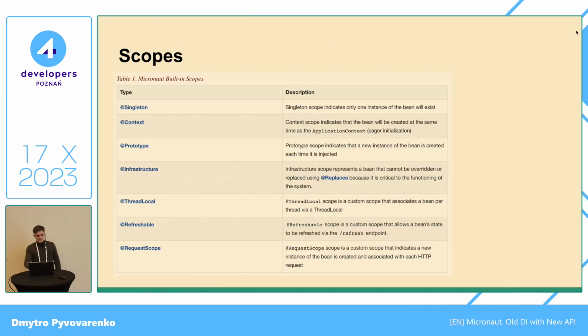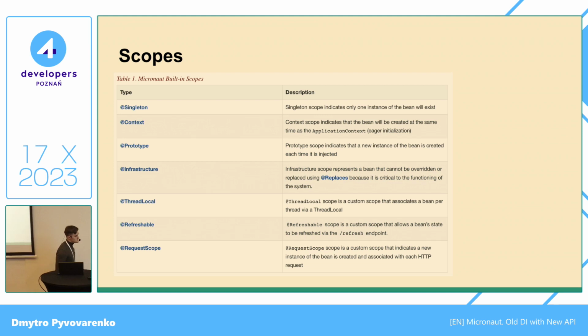Okay, scopes. I need to shock you. The thing is, the default scope in Micronaut is prototype. It's not singleton. Why? Because you have two annotations. In terms of Spring, we use the Bean annotation, but here Bean is prototype. So you have two ways to declare a prototype in your application: Bean and the Prototype annotation.